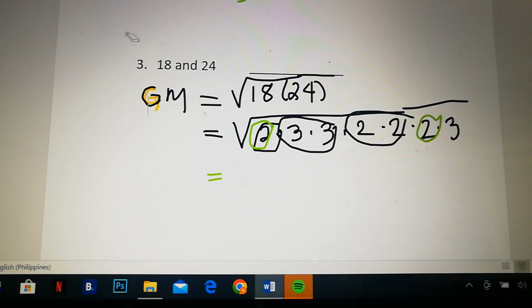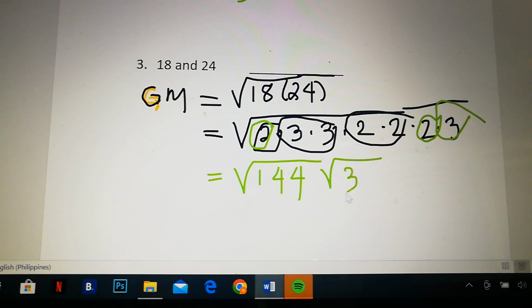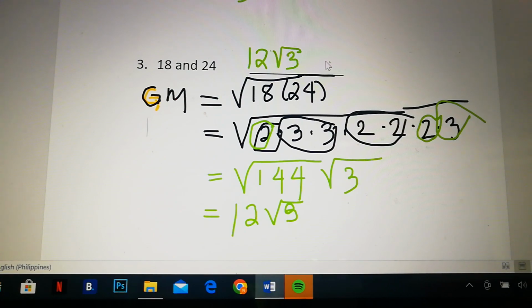So that is now equal to the square root of 144 times the square root of the non-square factor, which is 3. So this one is the non-perfect square factor, 3. The square root of 144 is 12, then times the square root of 3. So the geometric mean is 12 square root of 3.